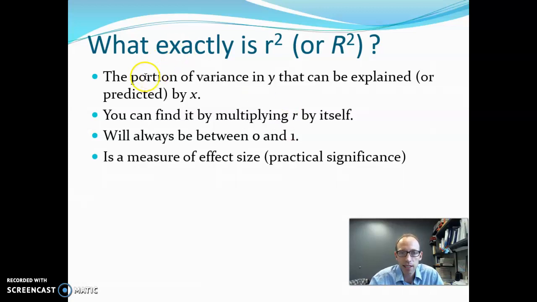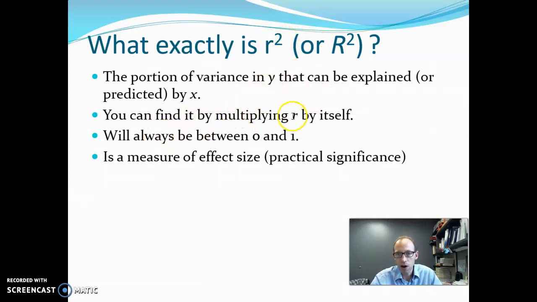And what it means is the portion of the variance in Y that can be explained, predicted by X. Not necessarily caused, but that's associated with or explained by, predicted by. So if our R squared value is 0.47, we could say 47% of the variance in Y can be explained or predicted by X. The calculation, if you have R already, is just multiplying it by itself or squaring it, just like it says.